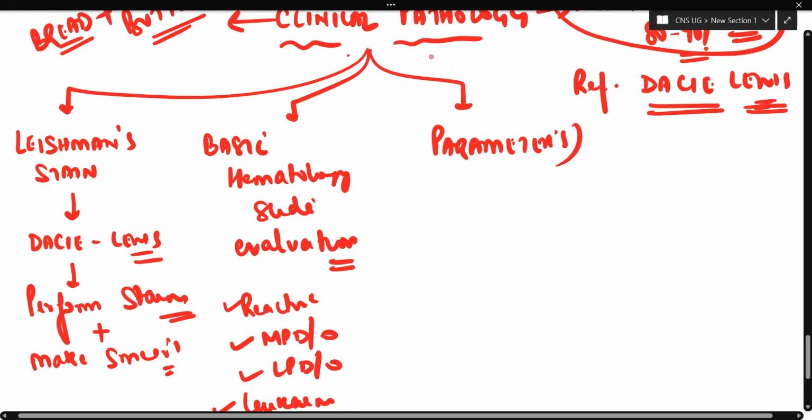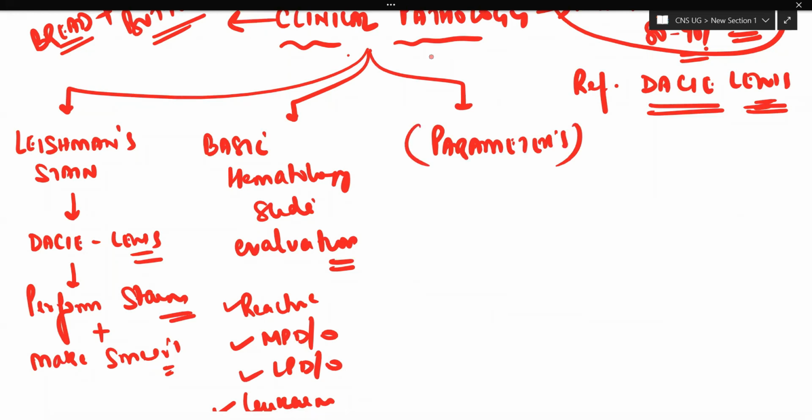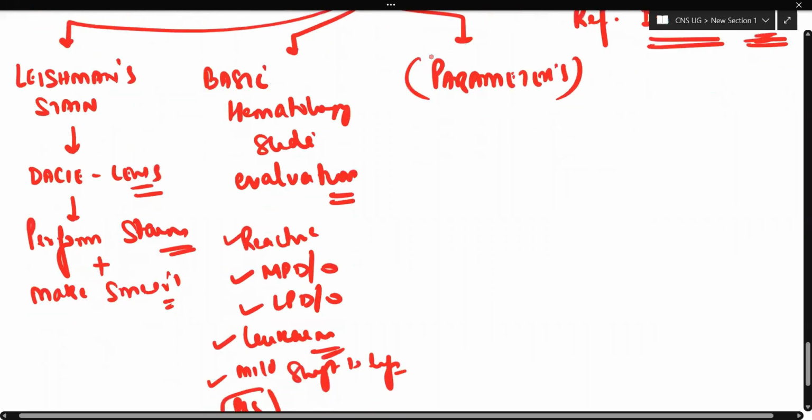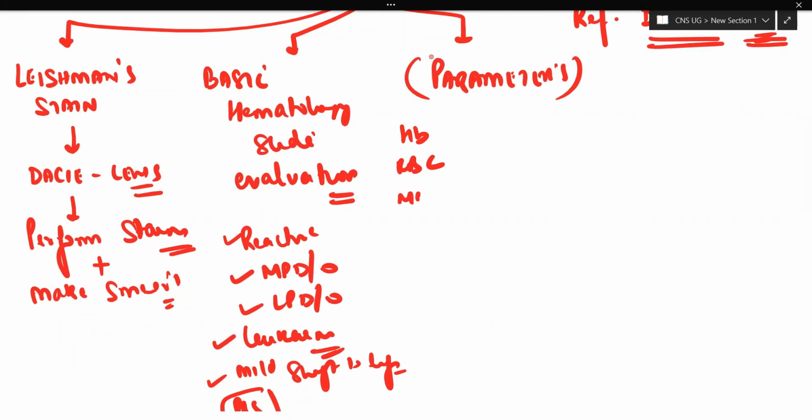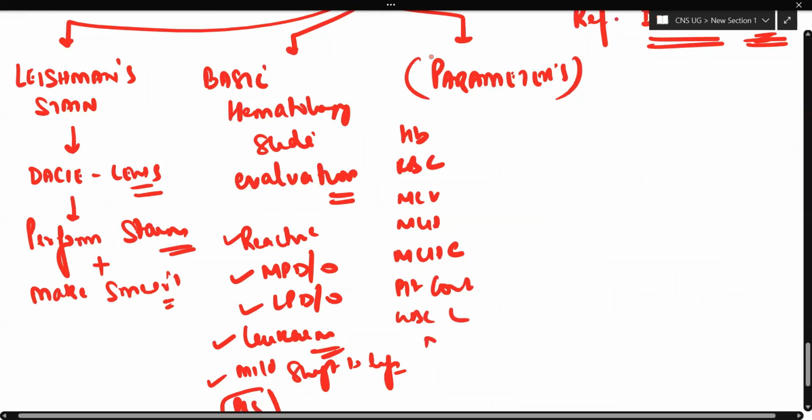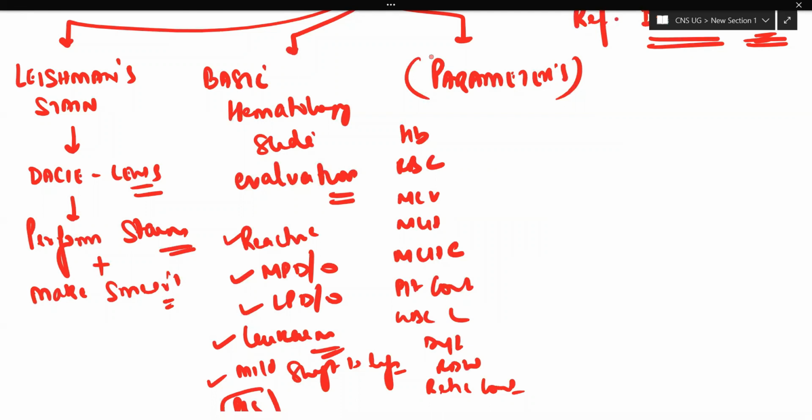Now, every day you are going to the lab and signing off reports, you are seeing that there are lots of parameters. For example, they start with the hemoglobin, RBC count. Then you see the indices, MCV, MCH, MCHC. Then the platelet count. WBC count, the differential, RDW is there, then the retic count is there. So basically I'm just trying to tell you that there are different parameters in your report.